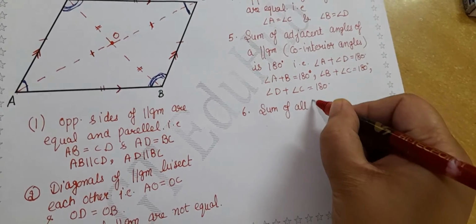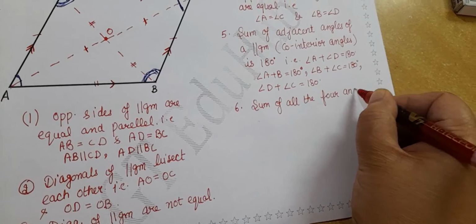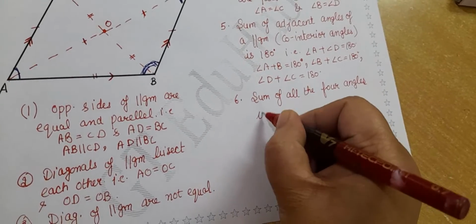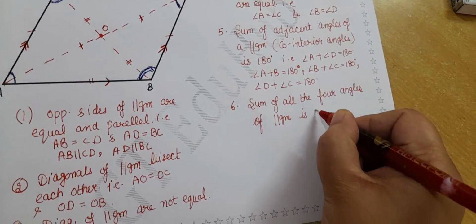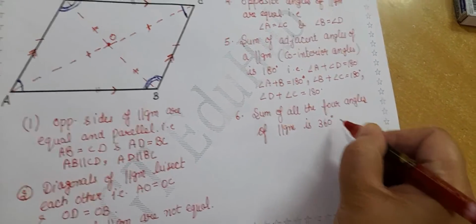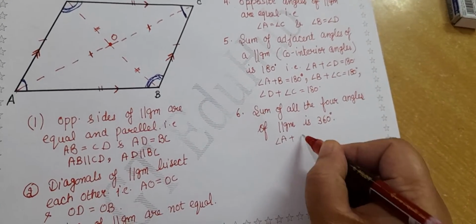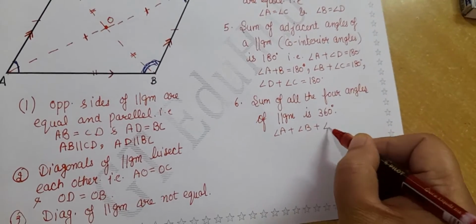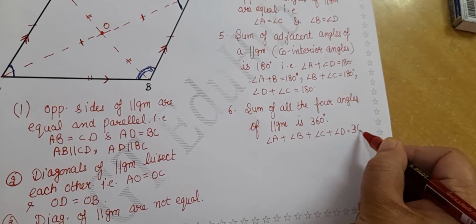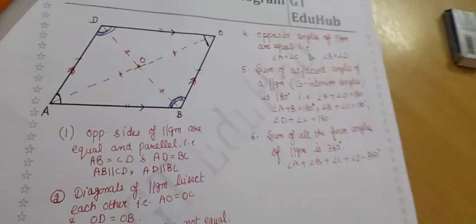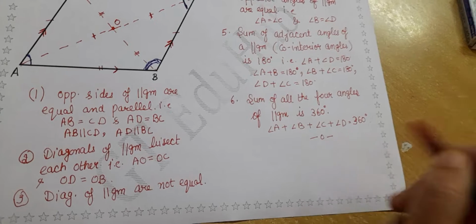Now the next property is: sum of all the four angles of a parallelogram is 360 degrees. If we calculate the sum of all these angles, that is angle A plus angle B plus angle C plus angle D, it will be 360 degrees. Students, so these were the six basic properties of a parallelogram.